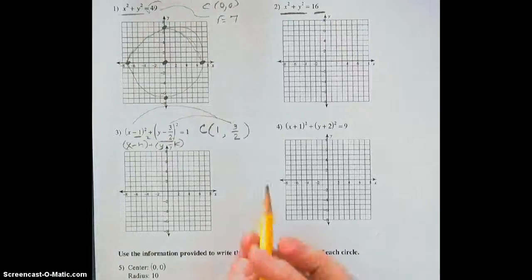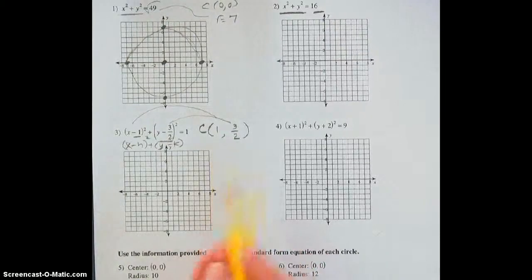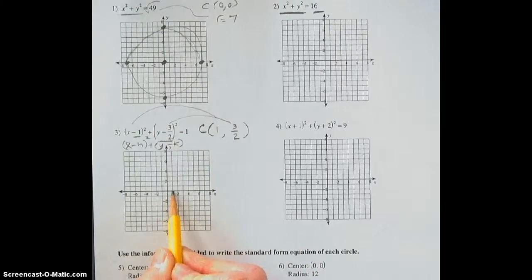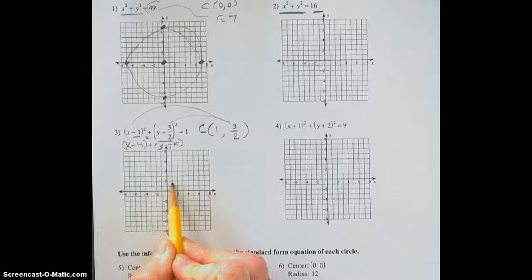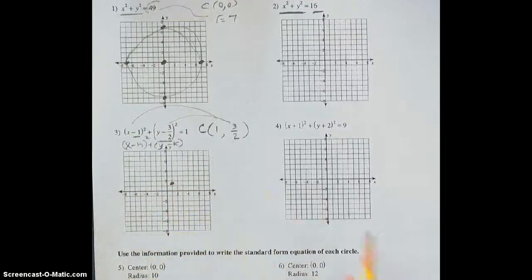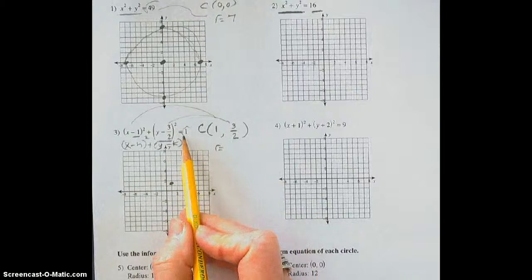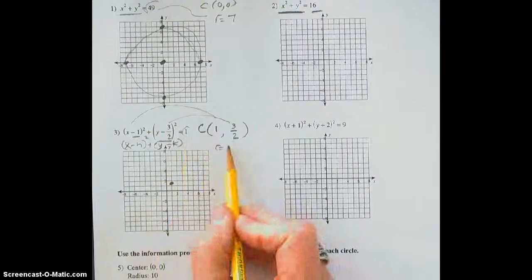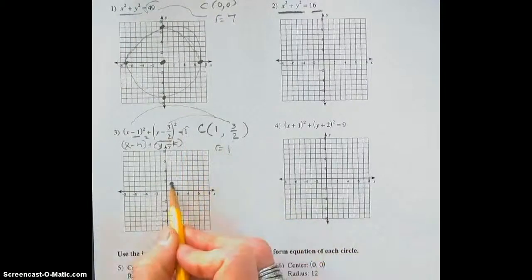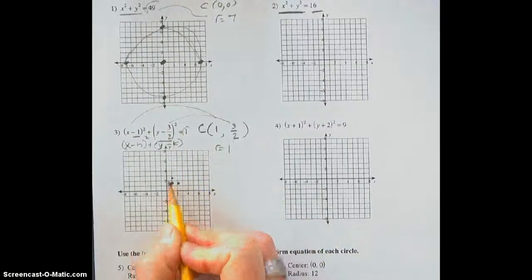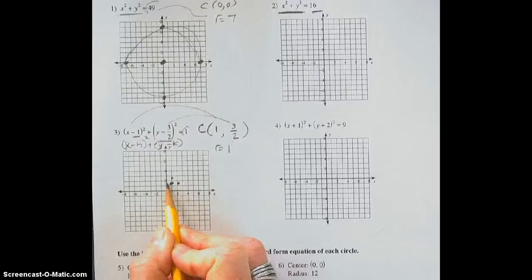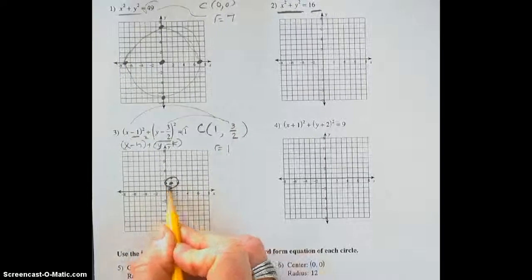So how would I do a center of 1 and 1.5? You will go over 1 and 1.5 is our center. And then our radius will be the square root of the number on the outside, which is the square root of 1, is 1. So we'll just go 1 to the right, 1 up, 1 over, 1 down, and it will just be an itsy bitsy circle.